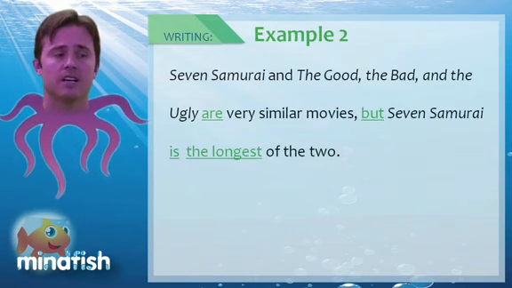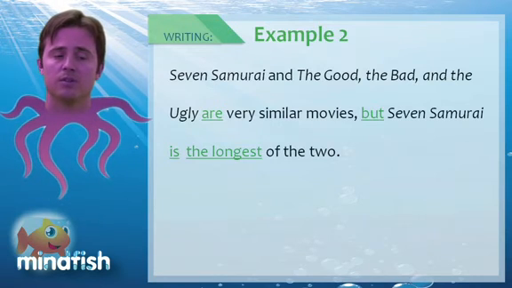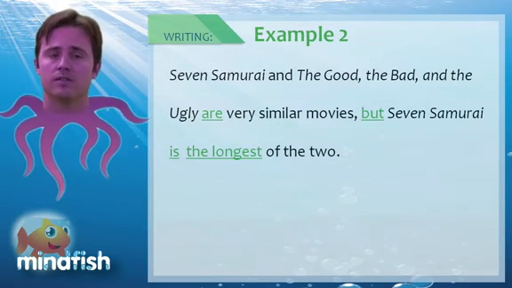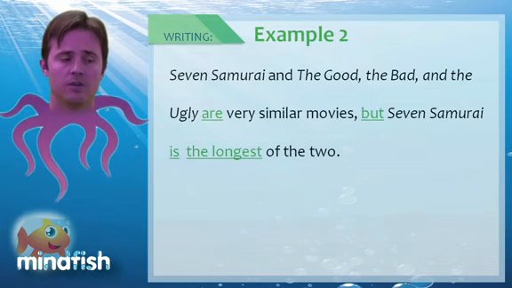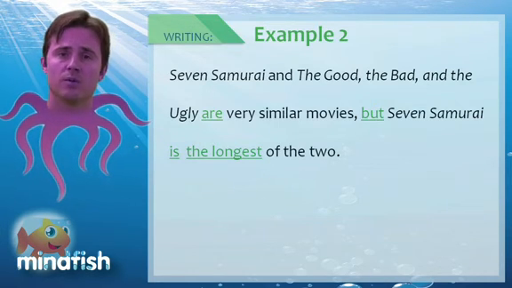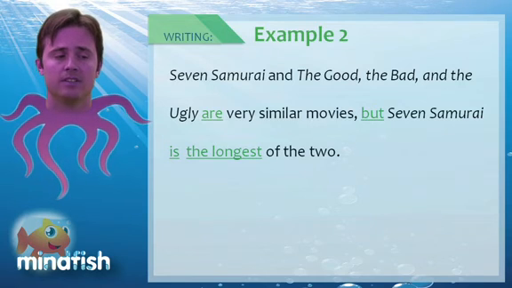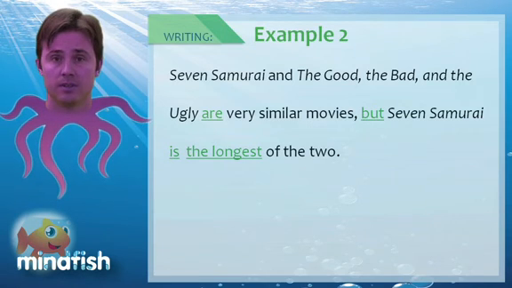Let's look at another example. Seven Samurai and The Good, the Bad, and the Ugly are very similar movies, but Seven Samurai is the longest of the 2. So the issue here is the word the longest. Again, if we're comparing 2, we're going to be looking for the ER ending and not the EST ending, so it should read, but Seven Samurai is the longer of the 2.